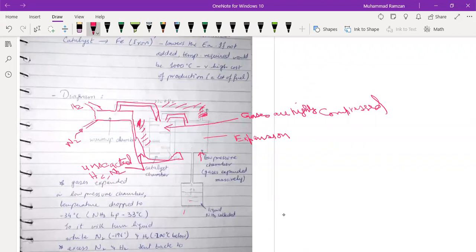While expanding, a cooling effect occurs, and NH3 is changed into liquid. The question is, NH3 is changed into liquid, but H2 and N2 remain as gas. They are not changed into liquid, but ammonia is changed into liquid. Why?